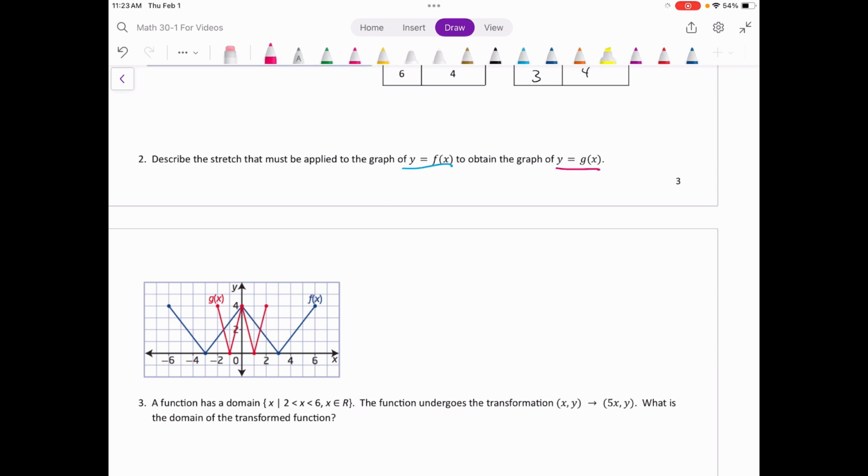Well, let's take a look. Let's compare some points, right? We can see there's been a horizontal stretch here. Notice how we had a wide W-shaped graph, and now it's a narrower W-shaped graph. So that implies some kind of horizontal stretch.